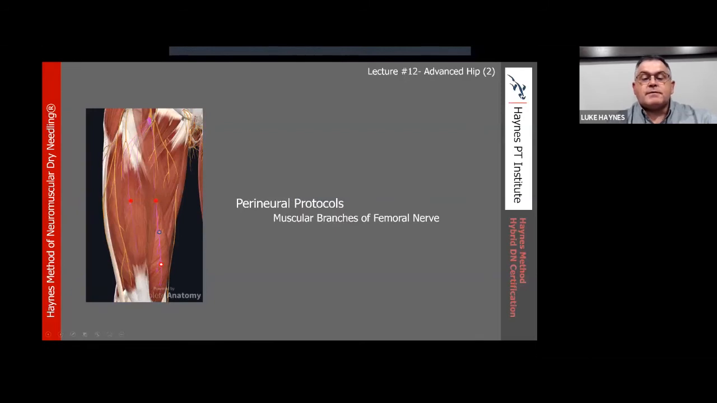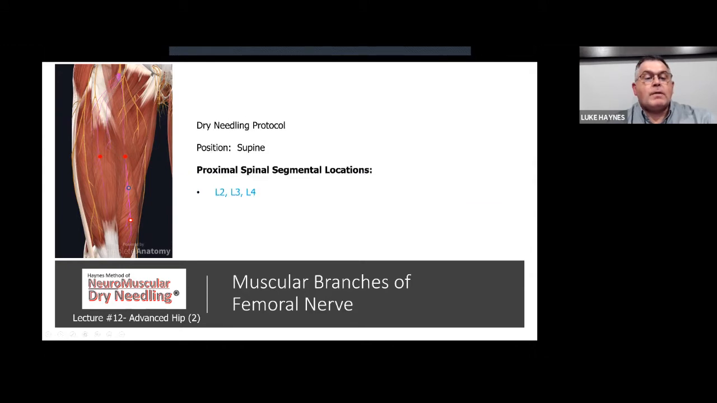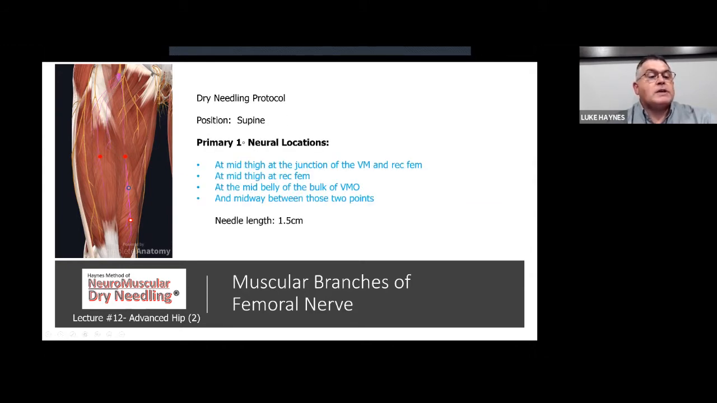We'll look at the muscular branches of the femoral nerve. So our neural locations, we're going to be at the mid-thigh at the junction of the vastus medialis and rec fem. So we're just going to follow this nerve. The muscular branch is just going to come straight down. An easier way to think of that is looking at number 2 here. We'll do mid-thigh at the rec fem. This is our prominent needle location for vastus intermedius. So mid-thigh between ASIS and the patella and needling through that. So that'll be our first location.